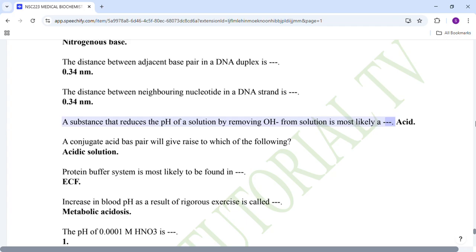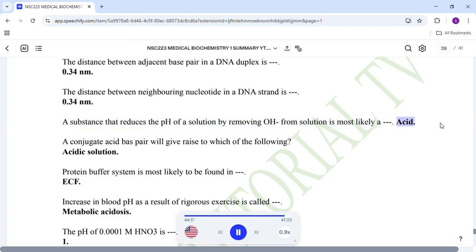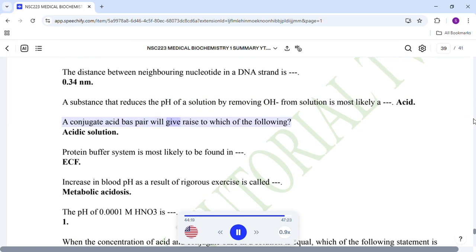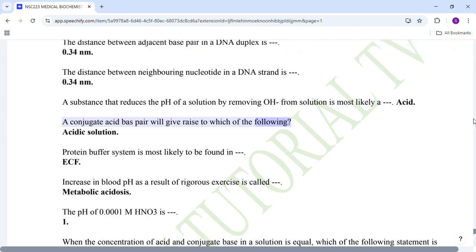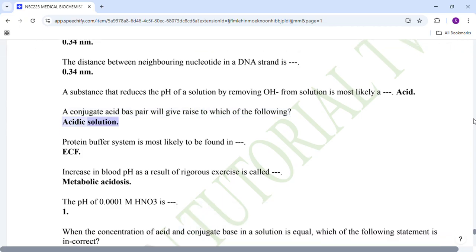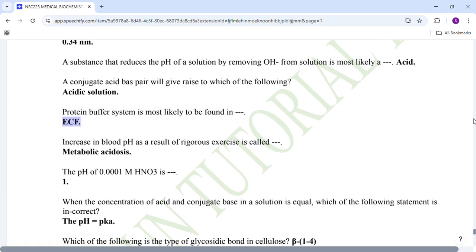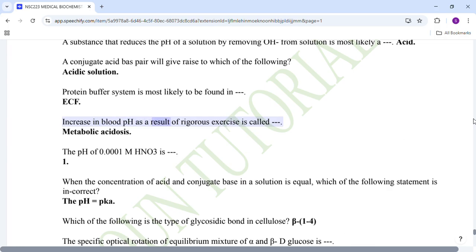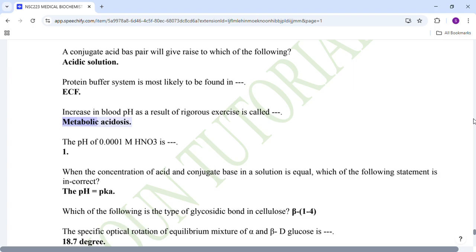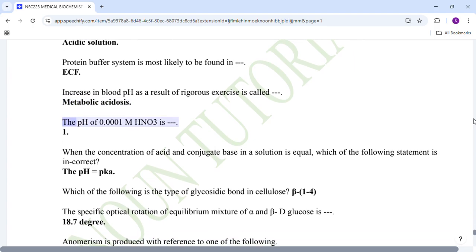Acid. A conjugate acid-base pair will give rise to which of the following? Acidic solution. Protein buffer system is most likely to be found in dash dash. ECF. Increase in blood pH as a result of rigorous exercise is called dash dash. Metabolic acidosis. The pH of 0.0001 M HNO3 is dash dash.